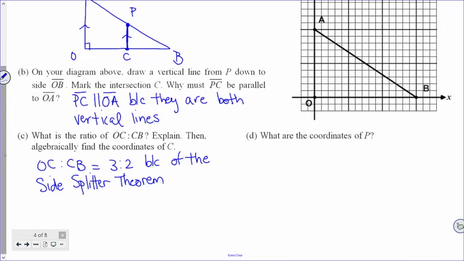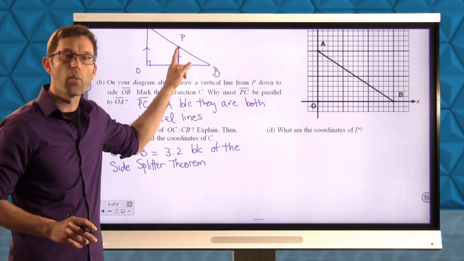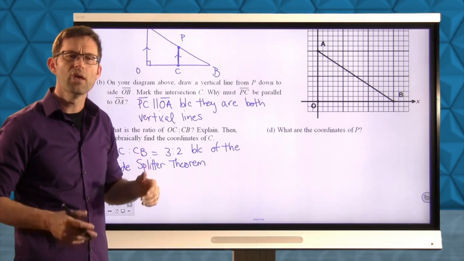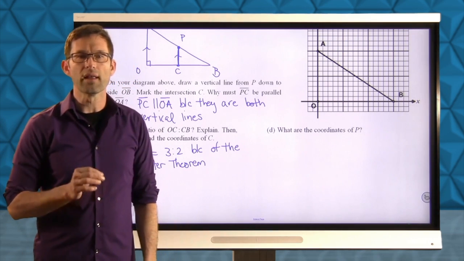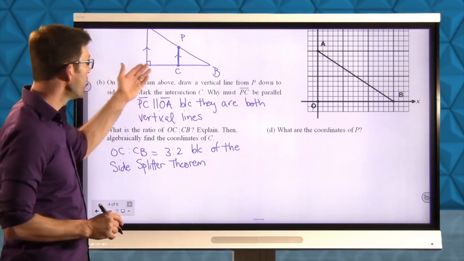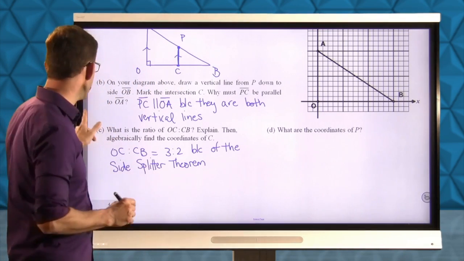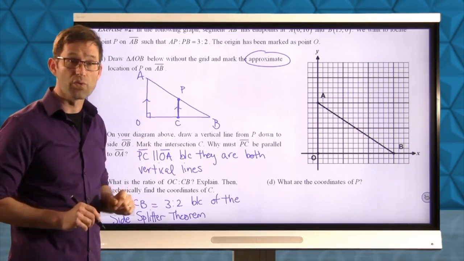Now, notice now, I want to know where C is. Okay, I'm not yet worried about where P is. I'm worried about where C is. So how do I find that? Well, this goes back to a technique that we learned in the lesson on the side splitter theorem. All right, I know that the ratio of OC to CB is 3 to 2 because I know that the ratio of AP to PB is 3 to 2.